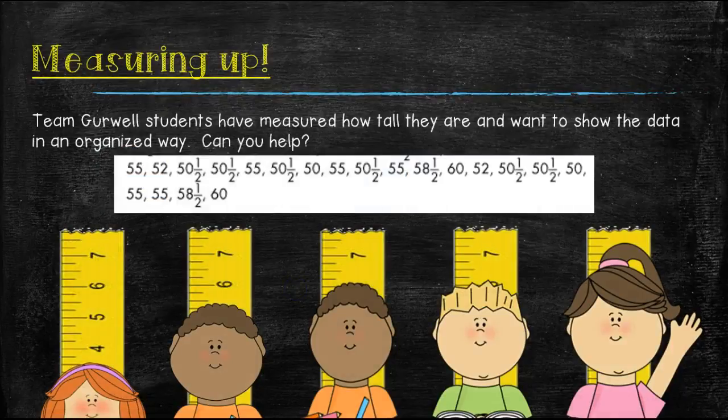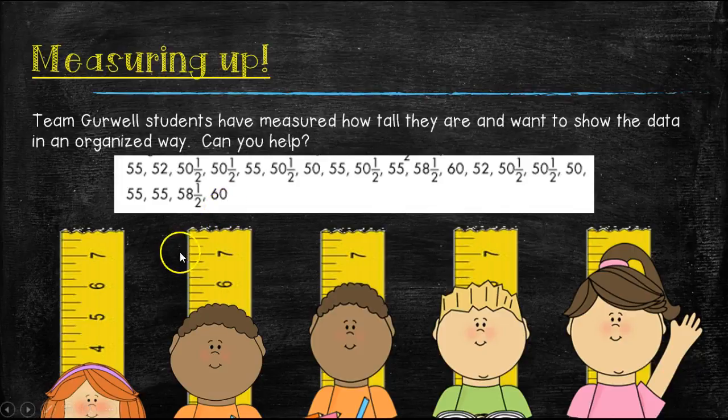So here's our problem, and I'm calling it measuring up. Team Gerwell students have measured how tall they are and want to show the data in an organized way. Can you help? So here we have all of our members of Team Gerwell, and they are lining up back against this ruler. And you can see that each of them is about a different height, okay? So here are all of their heights. Here's the data table in inches. So now you need to show this data in an organized way.